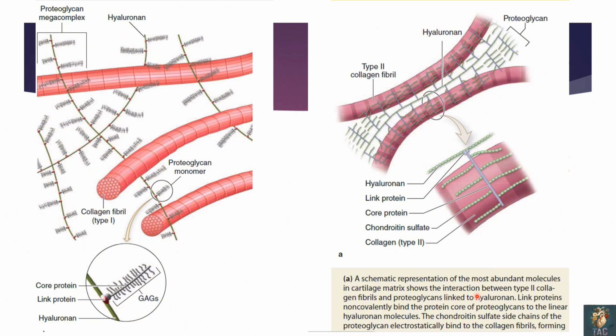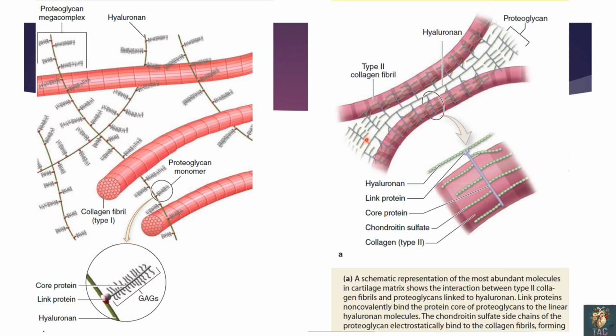It shows the interaction between type 2 collagen fibrils and proteoglycans linked to the hyaluronan. The link proteins are non-covalently bound to the protein core of proteoglycans and to the linear hyaluronan molecules. The chondroitin sulfate side chains of the proteoglycans electrostatically bind to the collagen fiber.